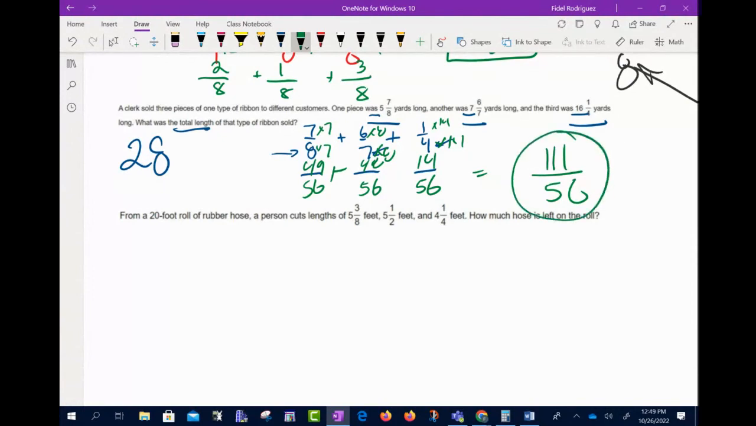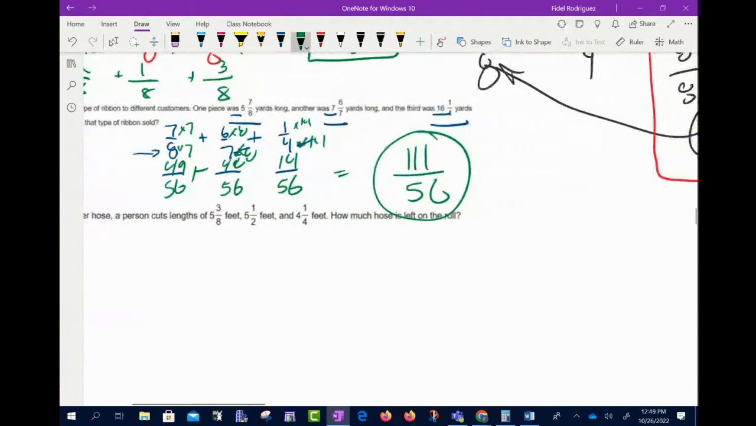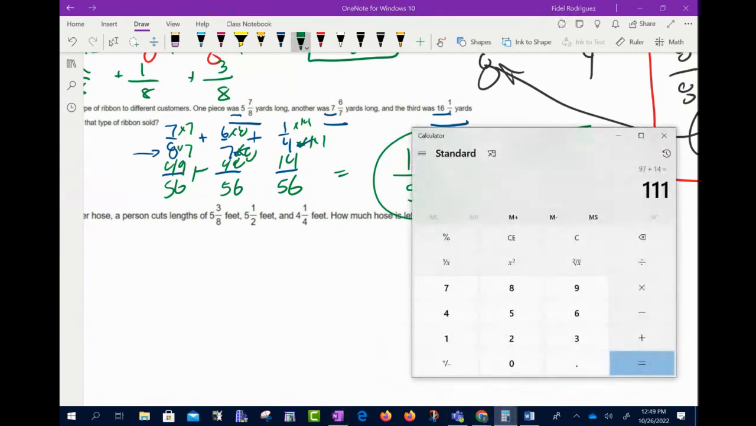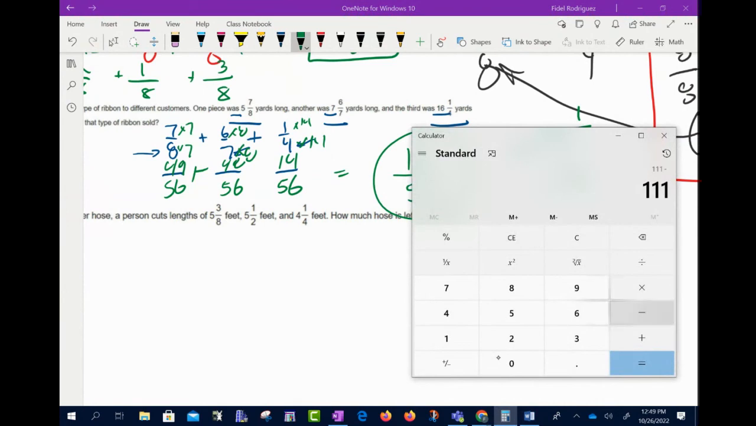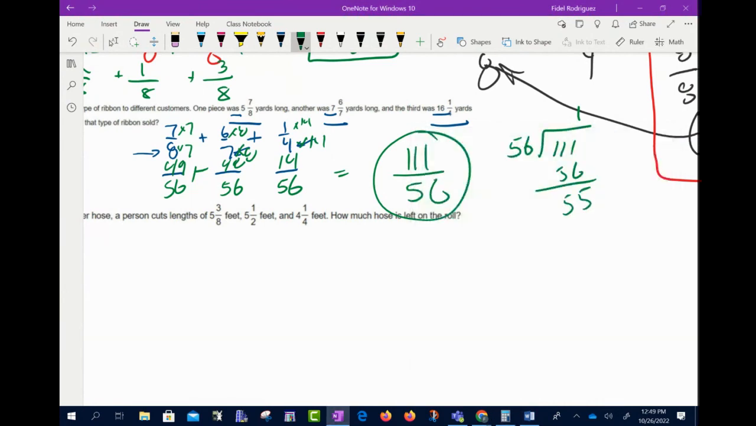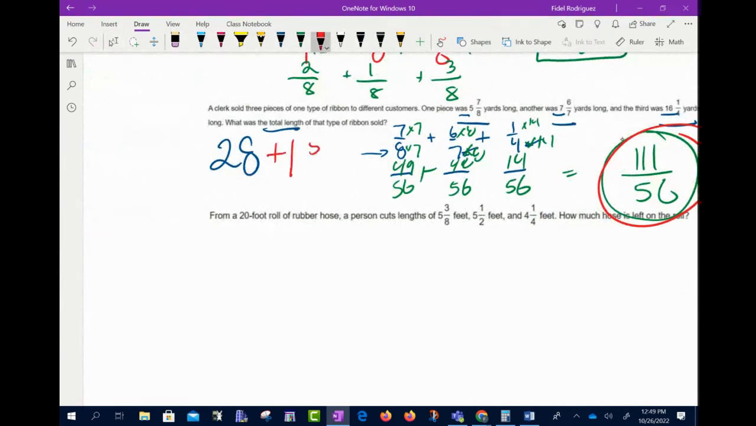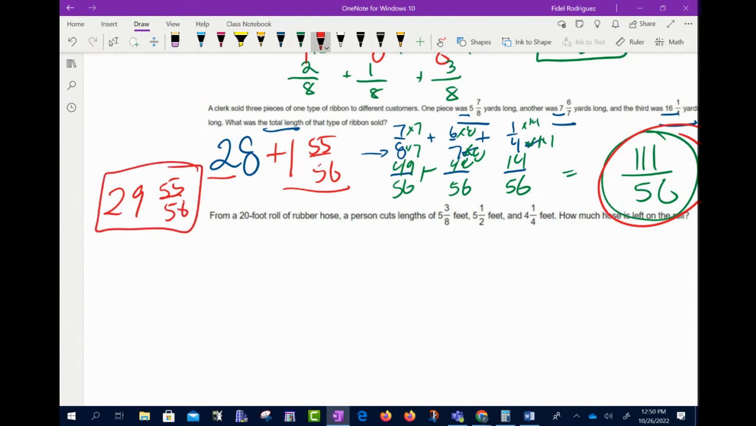Now, again, y'all, this thing right here is an improper fraction. I want to change it to a mixed number, okay? So look, we're going to take 56 and we're going to divide it into 111. What's 56 times 2? Ooh, that's too much, 112. So I got to do this one time, 56. And if I subtract, what's 111 minus 56? Ooh, that's 55. So this part right here, y'all, as a mixed number is 1 and 55 over 56. So if I'm adding 28 and 1 and 55/56, that's going to be 29 and 55 over 56, okay?